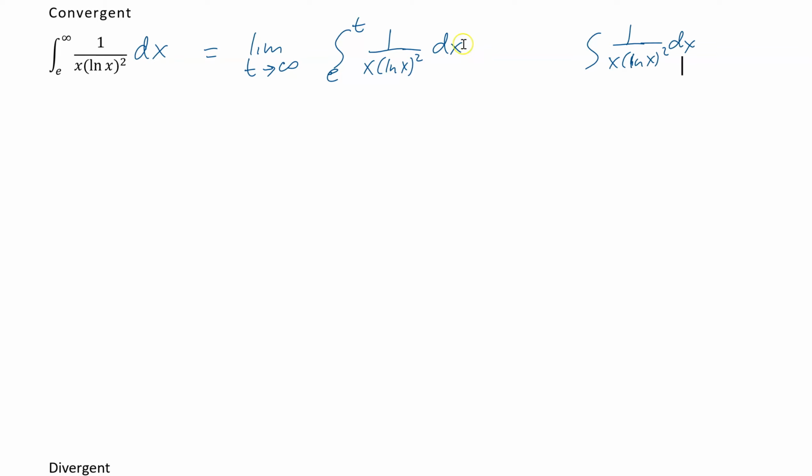And you could see that we do have an ln of x here. And if we take the derivative of ln of x, we're going to get 1 over x. So that is the u that we want to use. So du is equal to 1 over x dx. So we can then take and substitute that for our du. So we end up with the integral of 1 over u squared du. And then this is the integral of u to the negative 2 du.